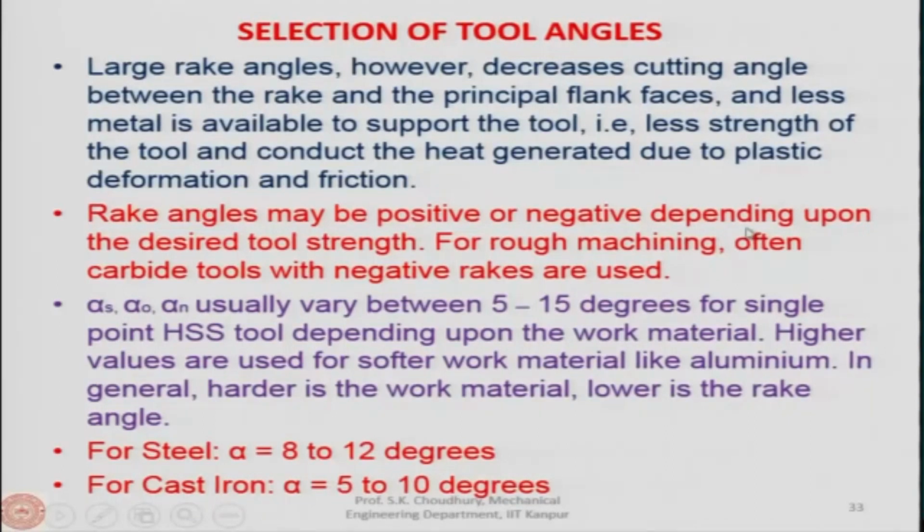What does it mean, less heat will be conducted? It means the heat will be accumulated in the tool and the tool will have thermal deformation. As a result, the tool geometry may be lost, rake angle may be lost, flank angle may be lost, and overall the tool may be thermally deformed, all right, and the tool life will be less overall. So, because of those constraints, with increase in alpha, that is the rake angle, we cannot infinitely increase it, all right. Now, the rake angles may be positive or negative depending upon the desired tool strength, all right.